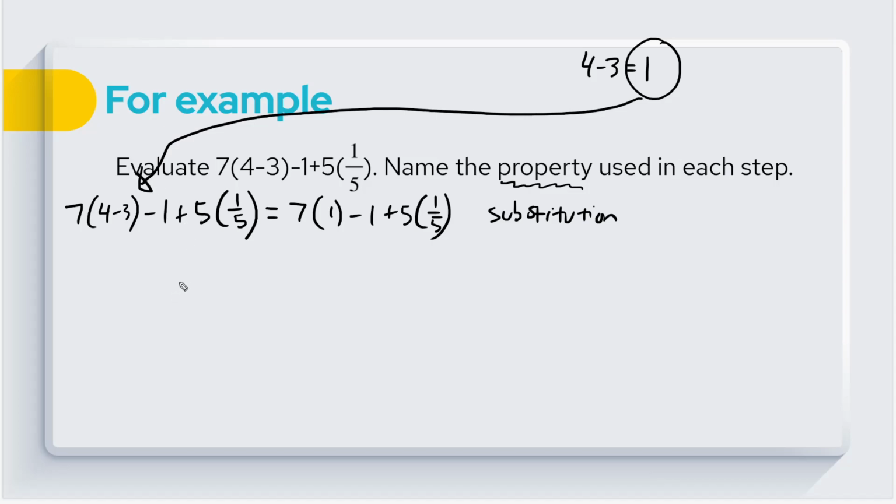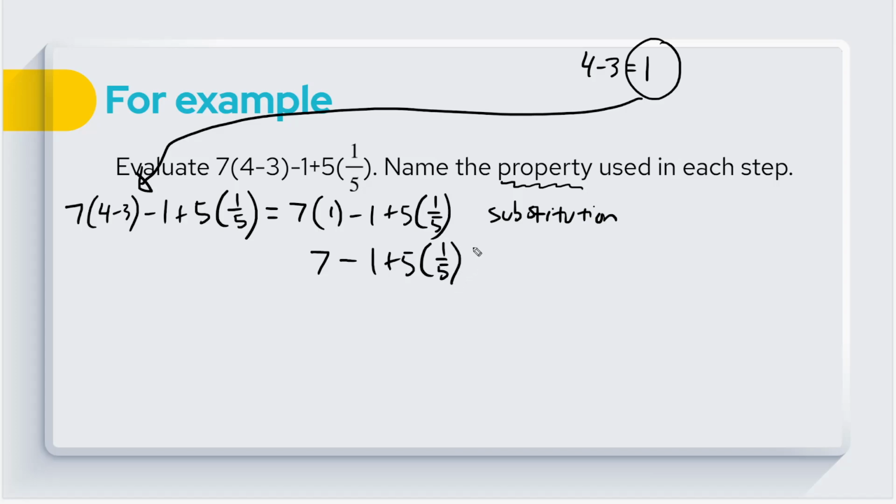So, what can we do next? Well, now we have no more operations inside of groupings, so we go to the next thing in the order of operations, which is multiply and divide. We'll do it left to right. 7 times 1, well, that just equals 7, right? We'll just bring everything else down.